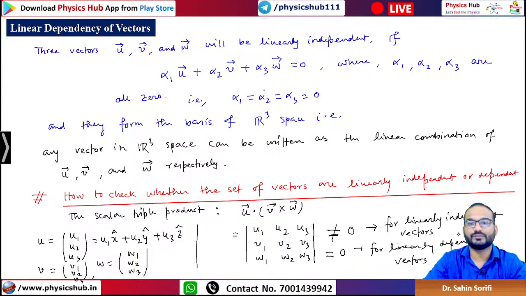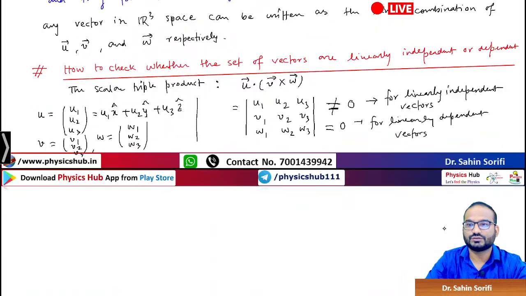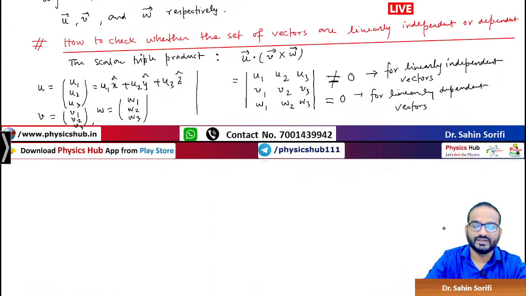Now there are two very important things: orthogonal vectors and orthonormal vectors. Let us talk about them. These concepts are very simple, but you need to understand the fine difference between terms like orthogonal vectors and orthonormal vectors. They are not the same. There is a slight difference between them. So let's talk about orthogonal vectors.